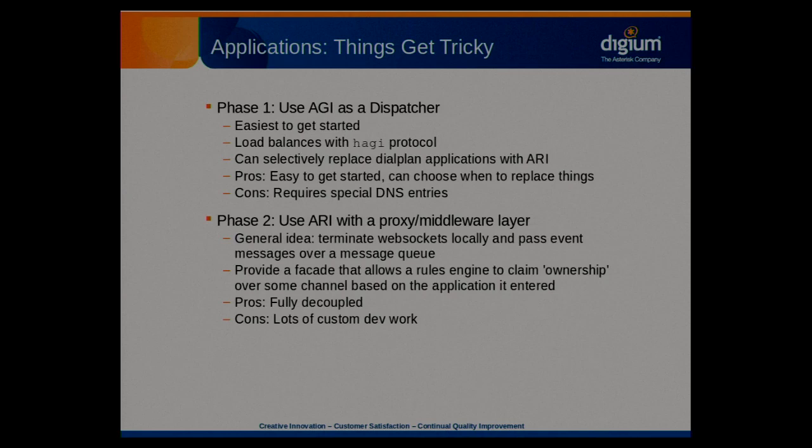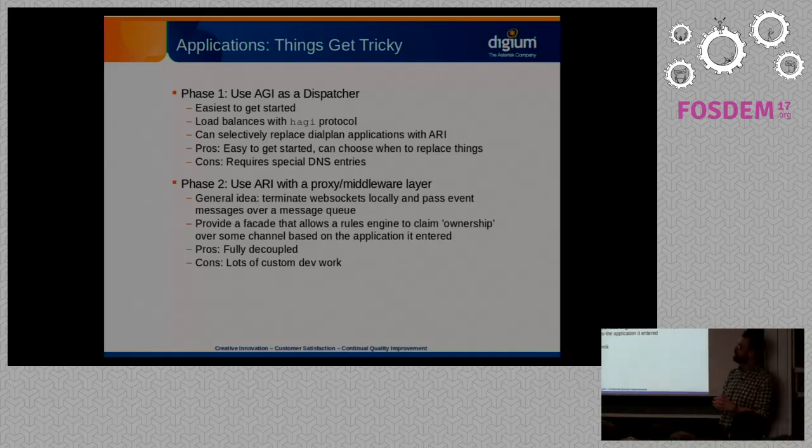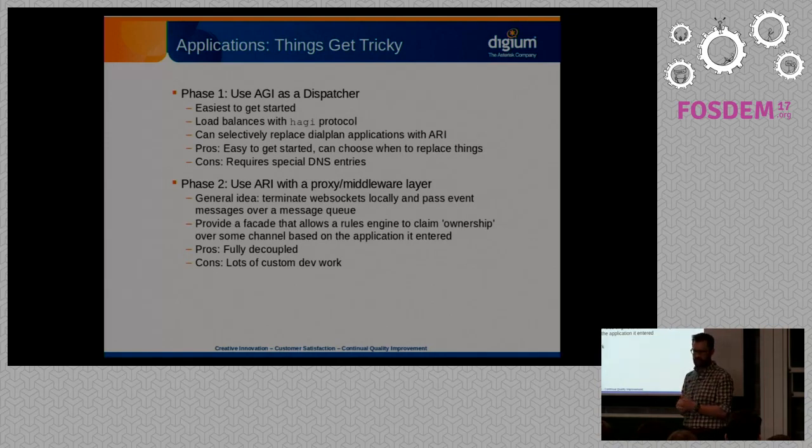The first phase that we went with, we decided to just use AGI as a dispatcher. There's a lot of nice things about this because it's relatively simple to get going with it. You can use the HAGI protocol, which will then do a DNS lookup for a specific type of DNS entry, and will then round robin your AGI connections across your application servers. So it's really easy to get going.